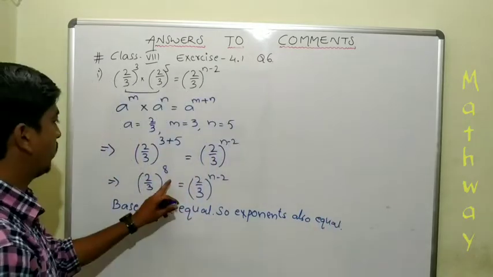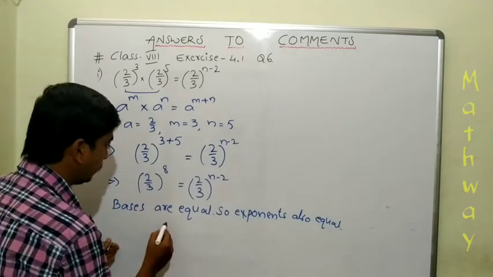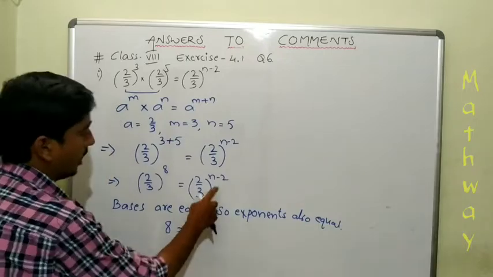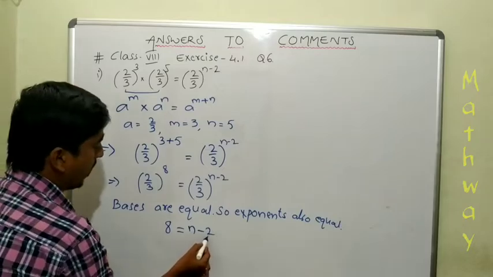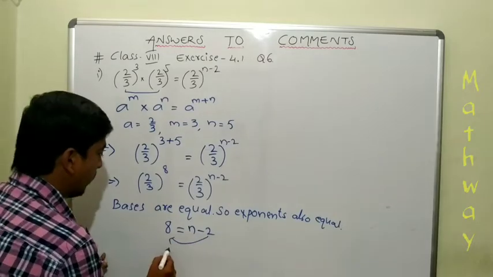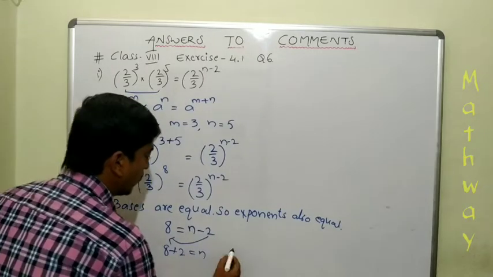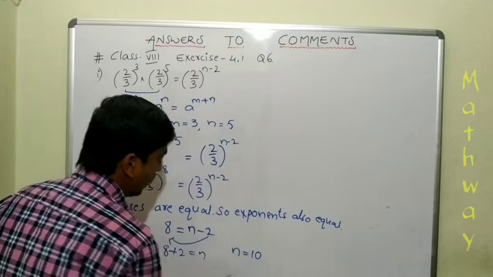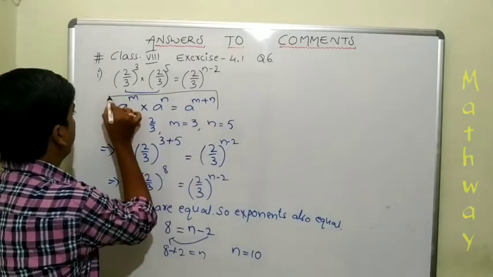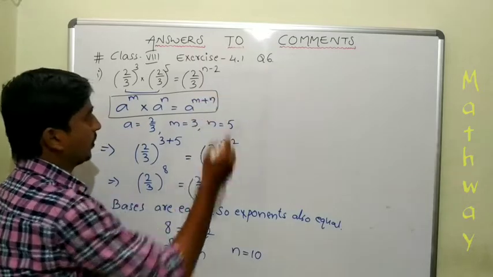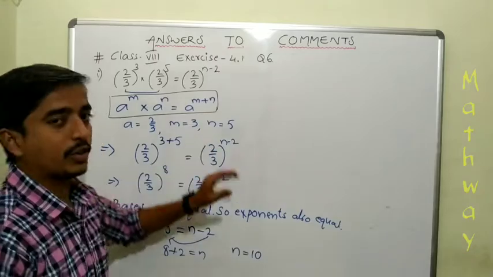So now equate the exponents. The exponent of the LHS term is 8, which equals n minus 2. Now transpose minus 2 to the RHS side, then it becomes 8 plus 2 equals n. 8 plus 2 is 10, so n value is 10. So this is the main important law to solve any problem. Petrol is the fuel to ride a bike, and in the same way formulas are the fuel to solve math problems.